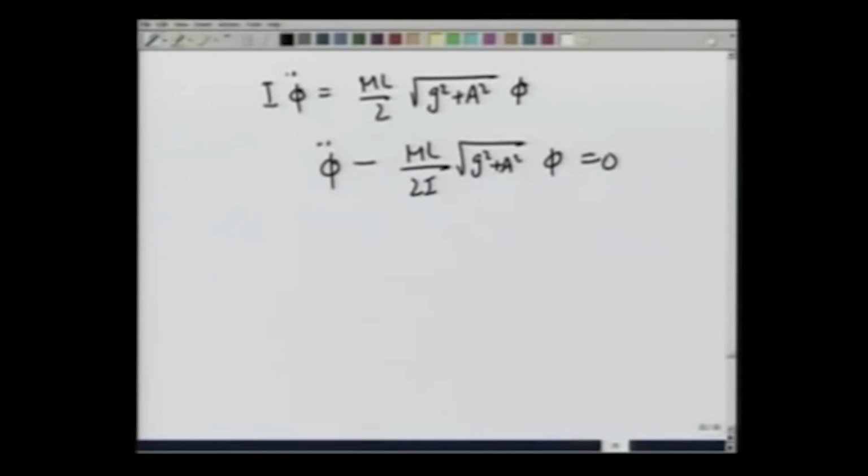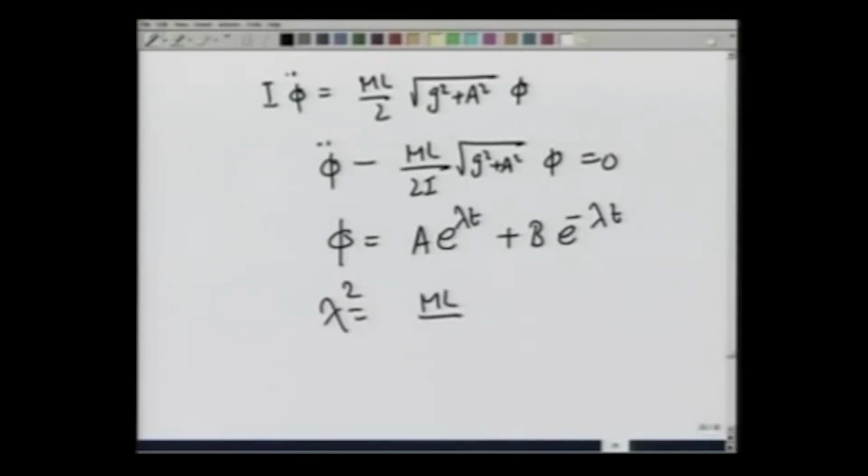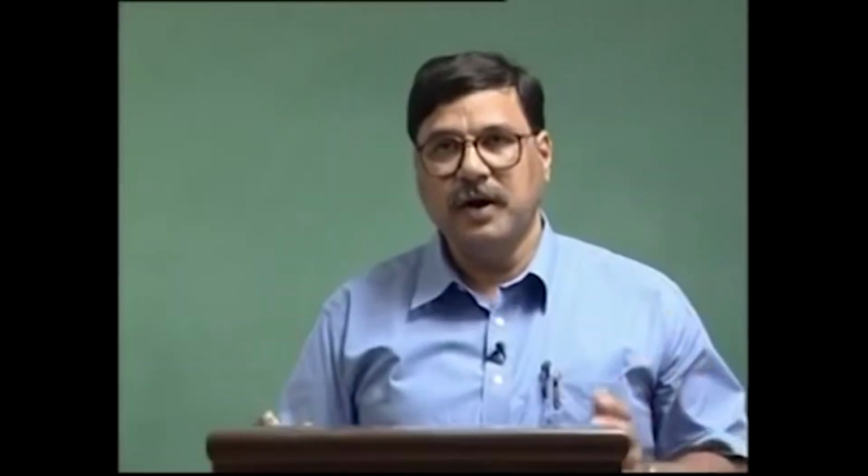And the solution of this we have already seen in many examples is of the form phi equals a e raised to lambda t plus b e raised to minus lambda t, where lambda square is m L over 2 I square root of g square plus a square. So you can see with time the solution is going to grow, phi is going to grow, and therefore the equilibrium is unstable.